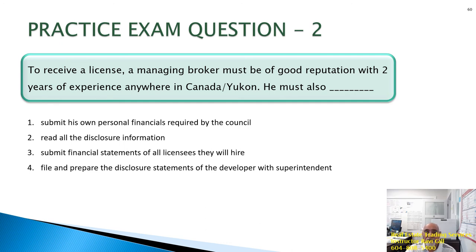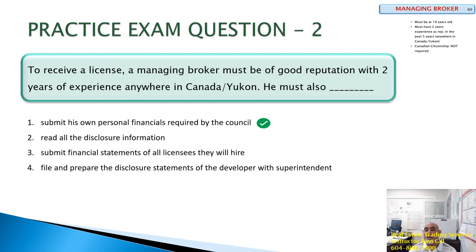He submits financial statements of all the licensees he will hire. No, there's no requirement of submitting financial statements. A licensee does not even need to submit any financial statements to get his license. File and prepare the disclosure statements of the developer with the superintendent. This is the Real Estate Development Marketing Act. This is not for the managing broker to get a license. So I would say the answer to this is number 1. Submit his own personal financials required. Whatever is required by the council, the managing broker must provide that to the council to get his license.